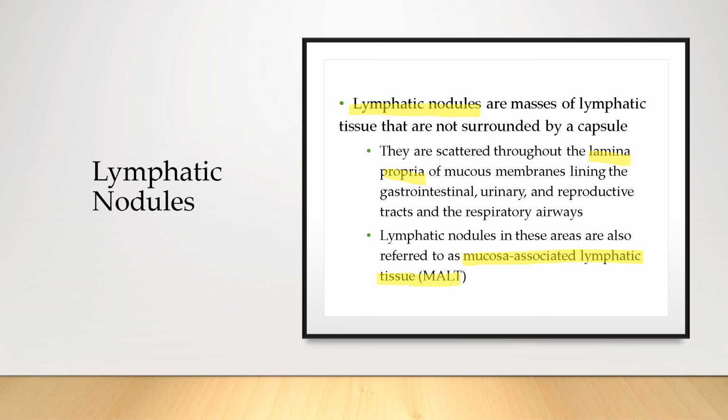Although many lymphatic nodules are going to be small and solitary, separated from other lymphatic nodules, some lymphatic nodules occur in multiple large aggregates in specific parts of the body. Among these are going to be the tonsils. The tonsils in the pharyngeal region are going to be a large aggregate of MALT tissue.